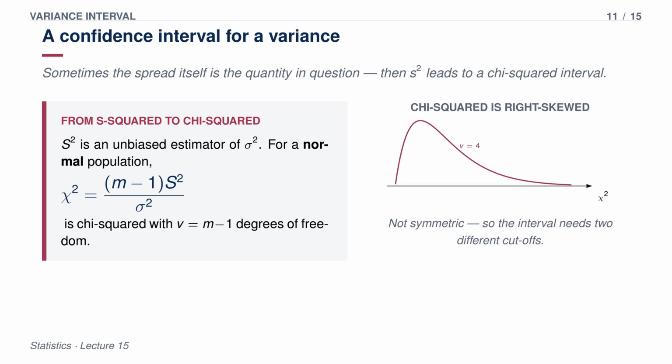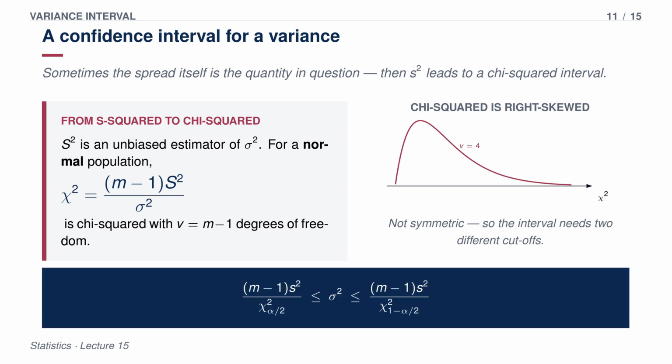But chi-squared isn't a tidy symmetric bell. It lives on the positive side and leans to the right. Which forces a different looking interval, m-1 times S squared, divided by the chi-squared cutoff on each end. And because the curve is lopsided, those two cutoffs aren't mirror images. The interval for sigma squared is not symmetric. Watch how that plays out next.